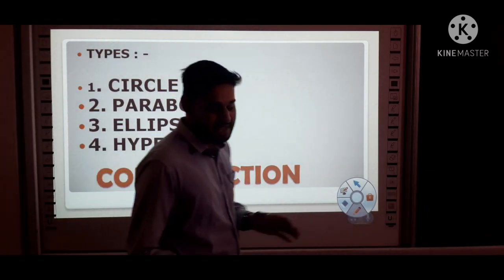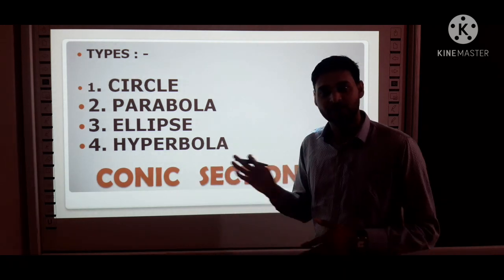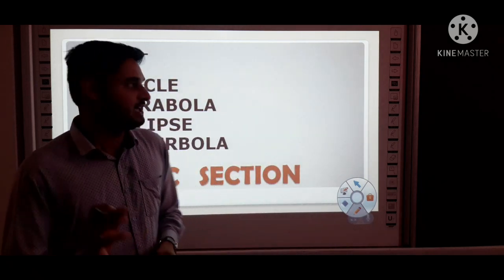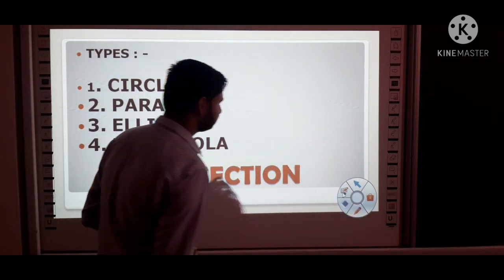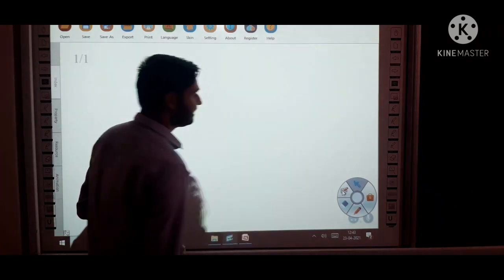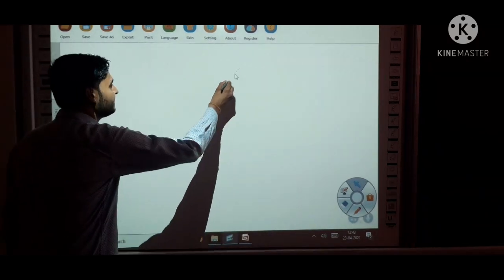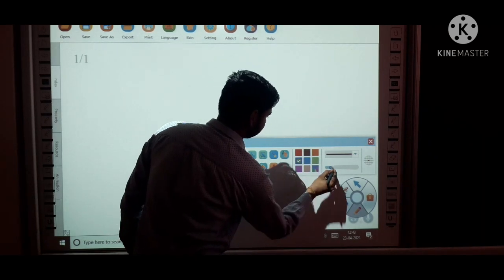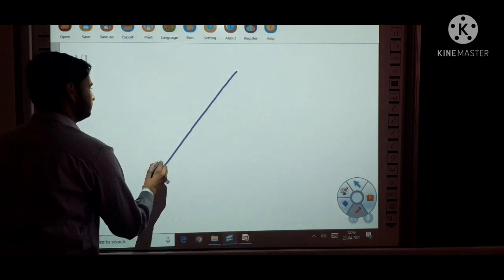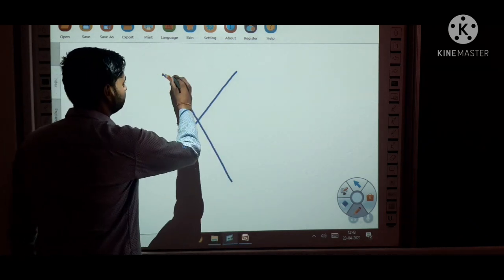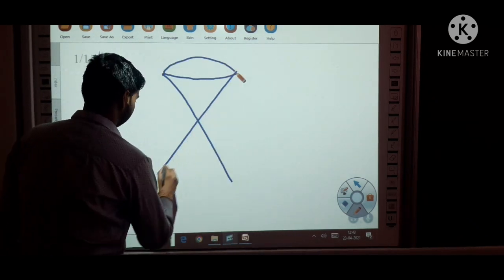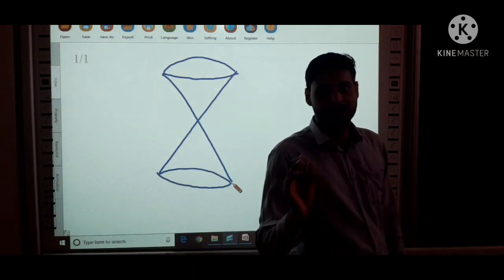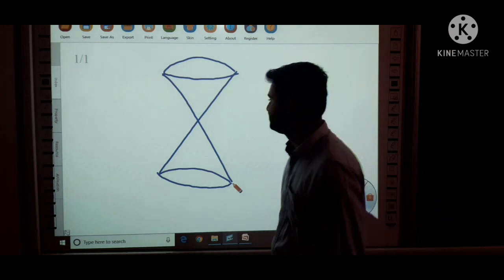Today, as you have seen on the smart board, we are going to study conic section. So what is a conic section? A conic section is a figure cut out from the double inverted cone, as you are watching like this.